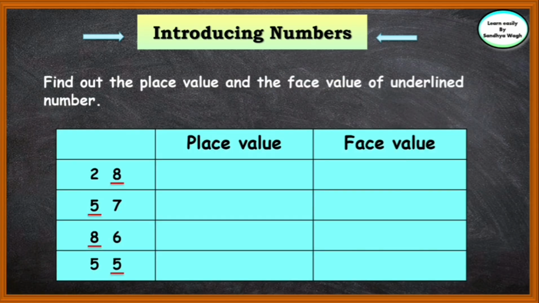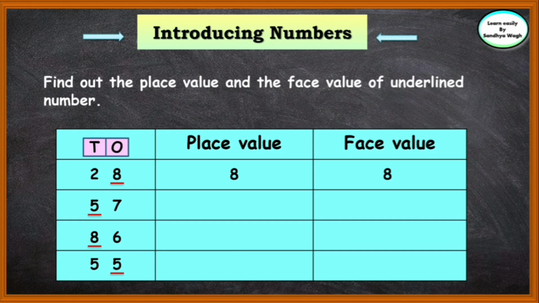Children, here we have some numbers and we have to find out place value and face value of the underlined digit. First of all, let us write places of numbers. So, this is ones place and this is tens place. The underlined digit in number 28 is 8. And 8 is in which place? Yes, right. 8 is in ones place. So, the place value of 8 is correct, 8. And as we know, the face value of a digit is the digit itself. So, the face value of 8 is 8.